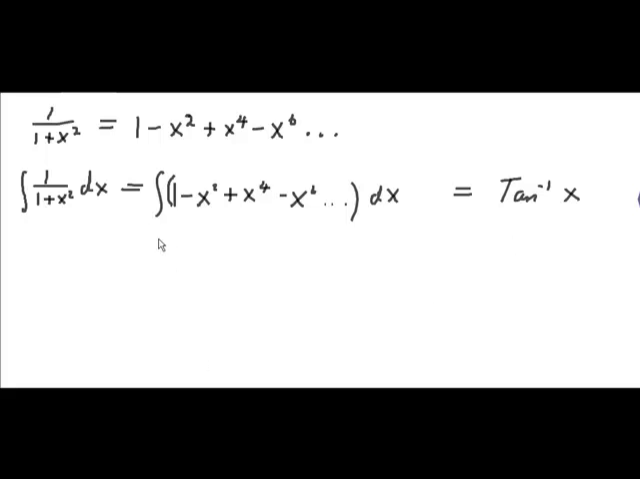So let's integrate this now, and it's not very difficult because we just integrate each term individually. If you integrate 1, you just get x. If you integrate x squared, you get minus x cubed over 3. And you get plus x to the power of 5 over 5, and minus x to the power of 7 over 7, and so on. So even when you integrate, there's still a very recognizable pattern here.